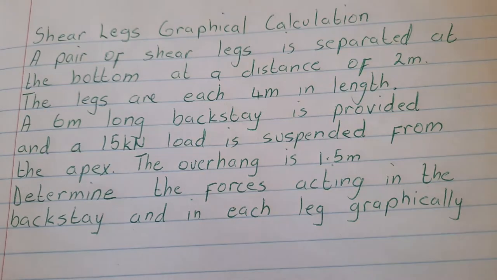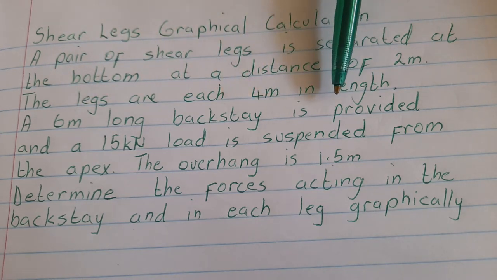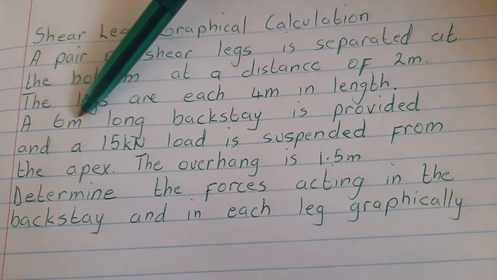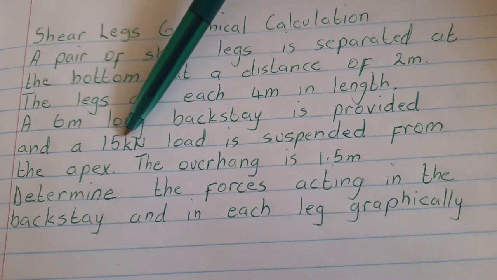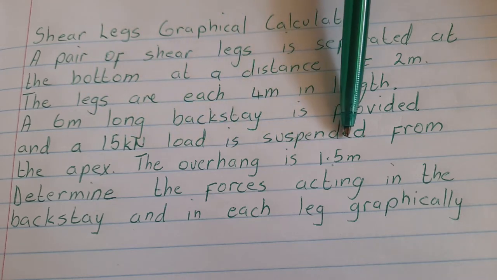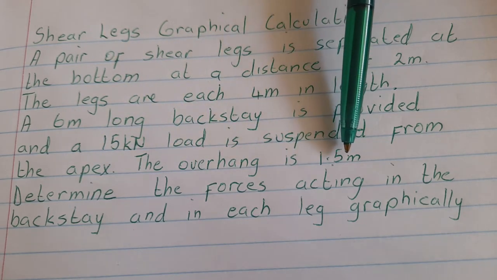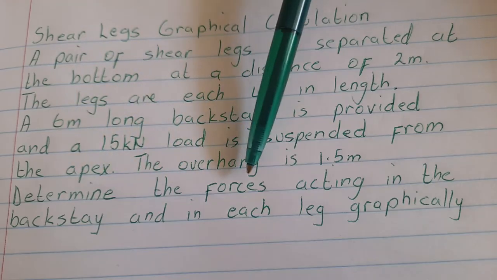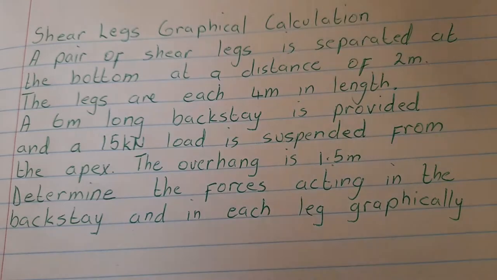We have a pair of shear legs separated at the bottom at a distance of 2 meters. The legs are each 4 meters in length. A 6 meter long backstay is provided, and a 15 kilonewton load is suspended from the apex. Okay, the overhang is 1.5 meters. Determine the forces acting in the backstay and in each leg graphically.